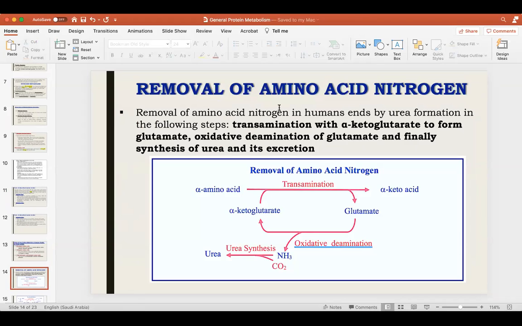This is the beginning of the removal of the amino acid nitrogen. During metabolism, do you hear me clearly? Is everything clear? Yeah, we hear you. Yes, okay. Removal of the amino acid nitrogen.